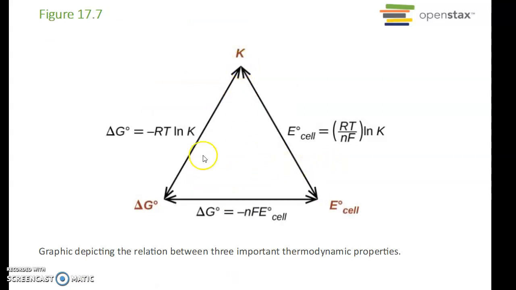So if you look at these equations, you can see that you have a relationship between the Gibbs free energy and the equilibrium constant, which we developed in an earlier chapter. And in this chapter, what we learned is a relationship between the electric potential and the equilibrium constant, and the electric potential and the Gibbs free energy. Okay? 3 separate ways of looking at this.